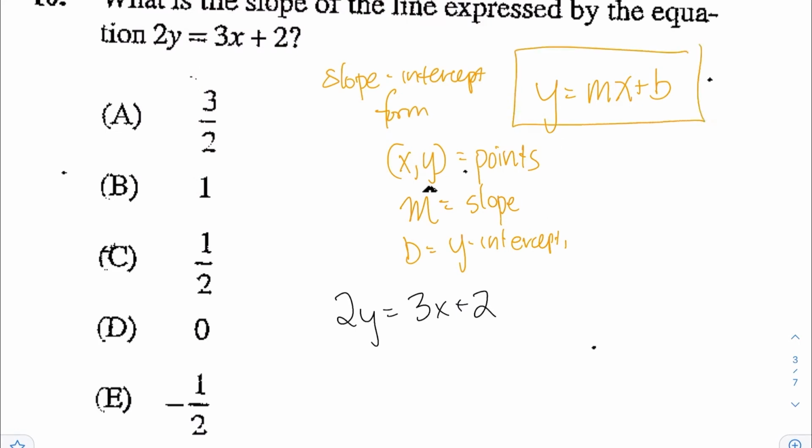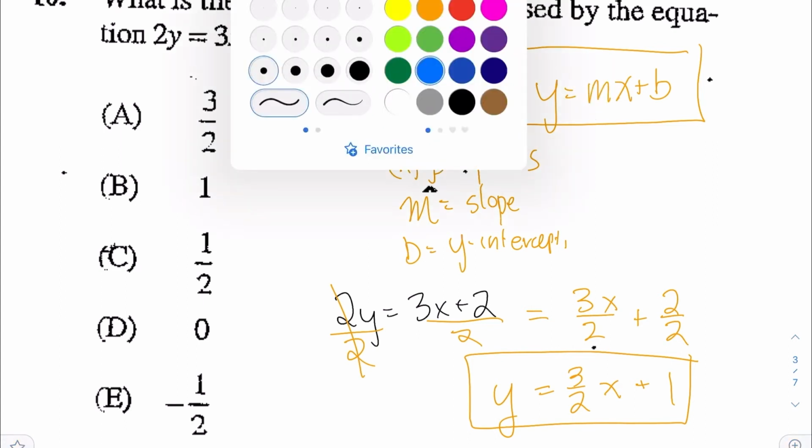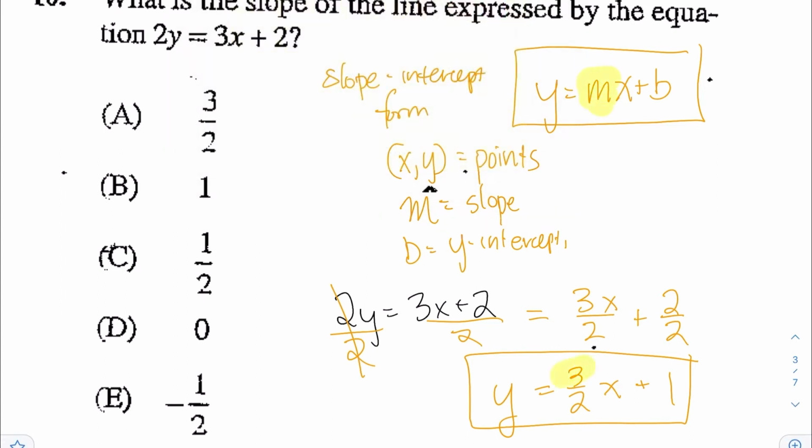slope-intercept form here, you have to divide both sides by 2. Now, when you have this fraction with the common denominator, you can split this into 2 separate fractions. You can always combine them together because the LCD is 2. And that means that you have y is equal to 3 halves of x plus 1. So if you line up all of the variables, the slope m corresponds to 3 over 2. So the answer is choice A. The y-intercept is 1.